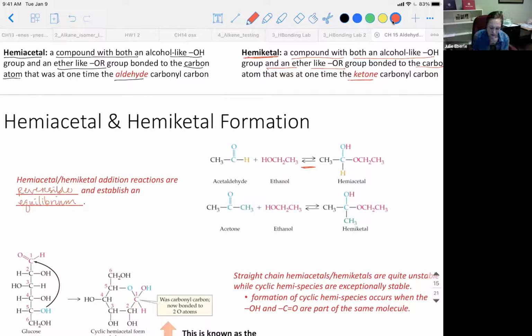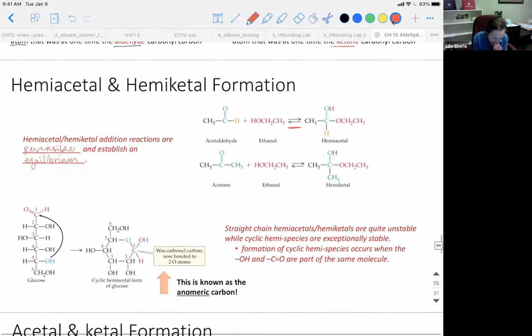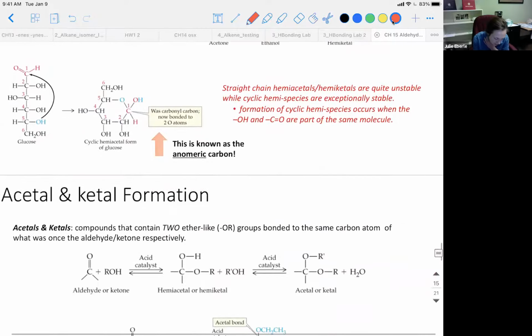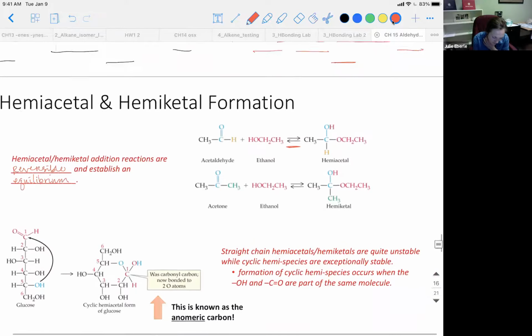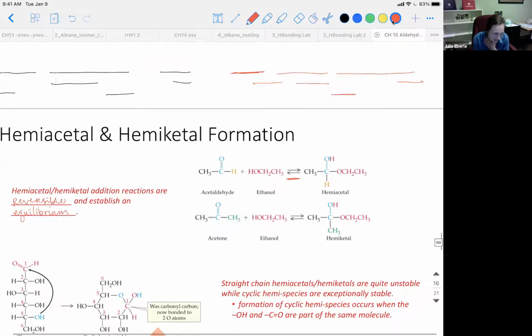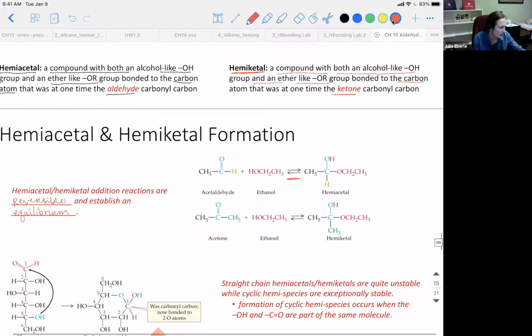So we can restore, or regain, or reform, I should say, our aldehyde or our ketone from our hemiacetals and hemiketals. Now, the way this happens, I think I'm actually going to show you on the next slide. So we'll walk through that step by step, and that's probably the last thing we're going to do today.